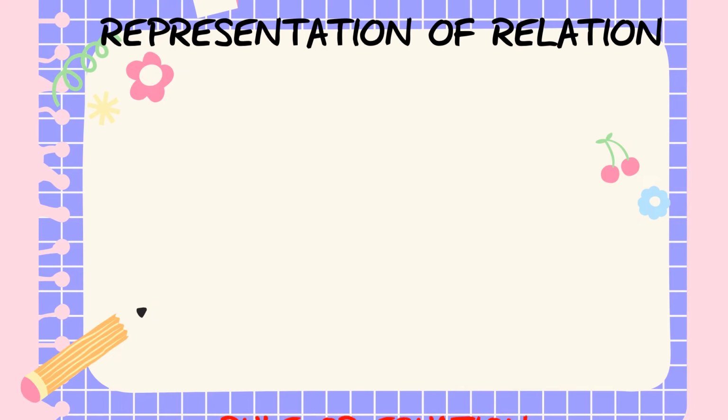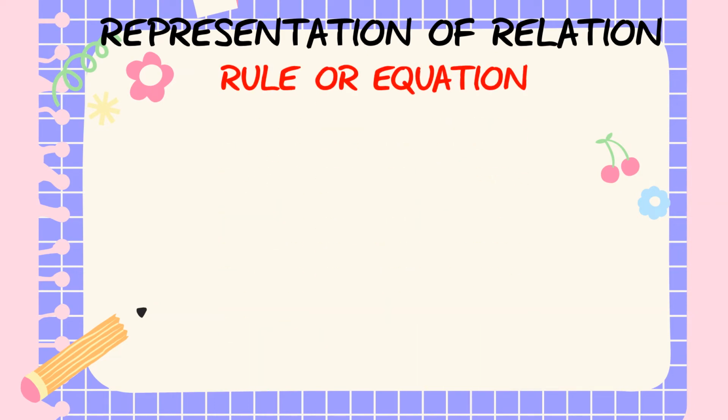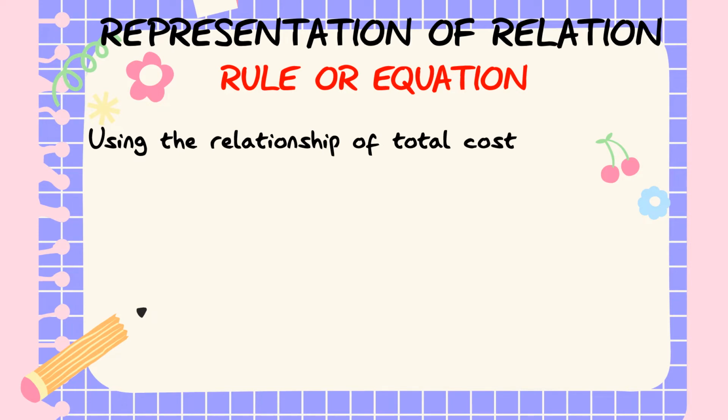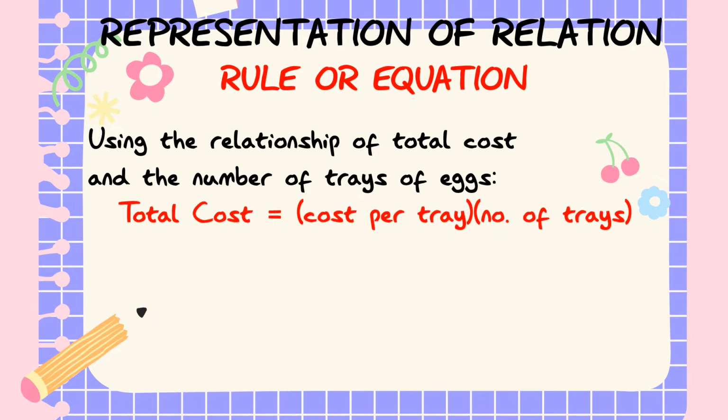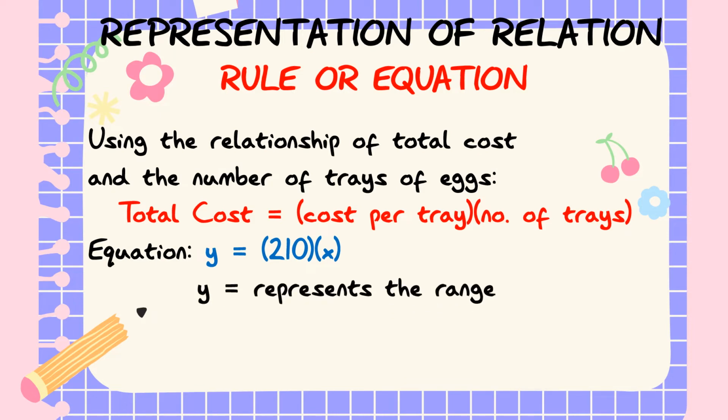Now let's try to represent the relation by rule or equation. So using the relationship of total cost and the number of trays of eggs, we have a rule. Total cost is equal to the cost per tray multiplied by the number of trays. In an equation, we can write it as y equals 210 times x, where y represents the range and x represents the domain.